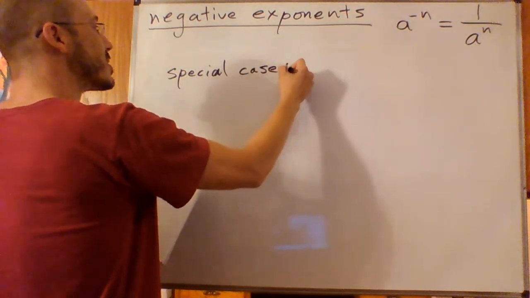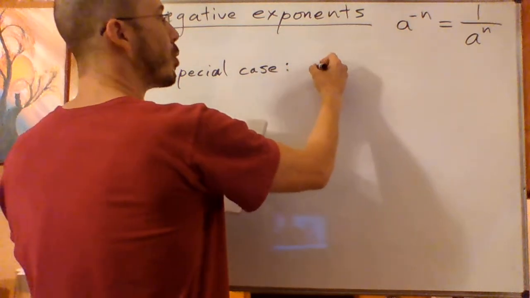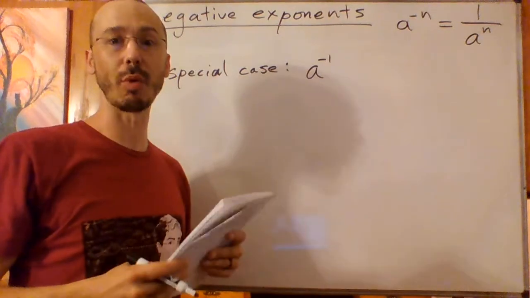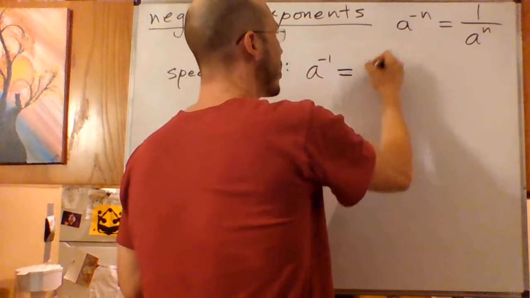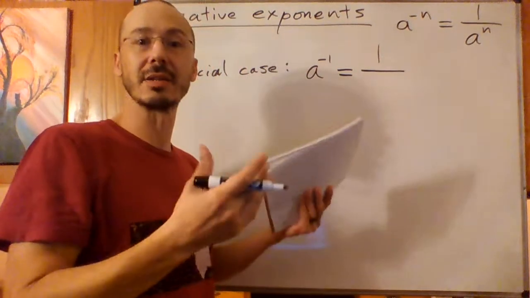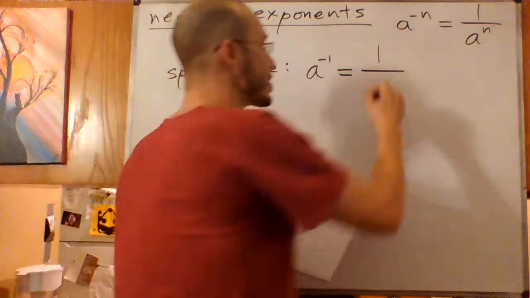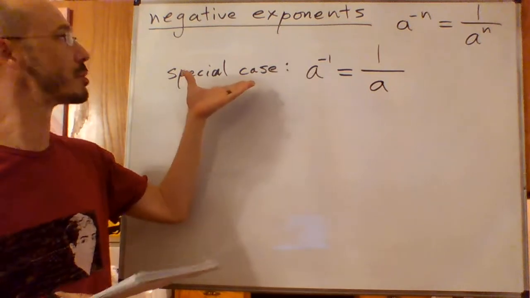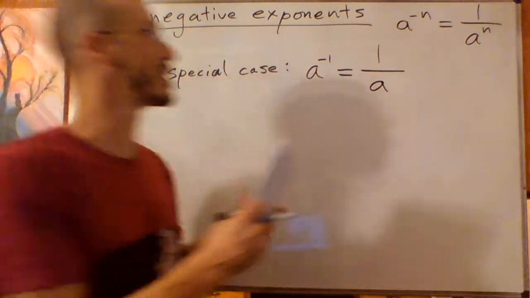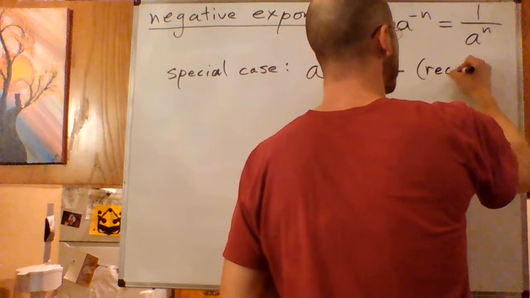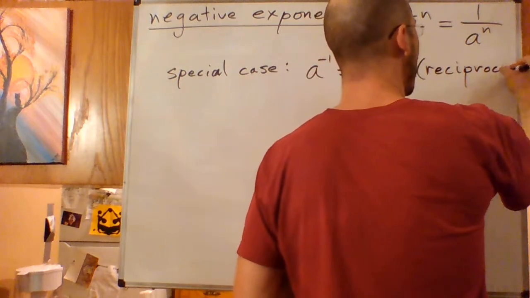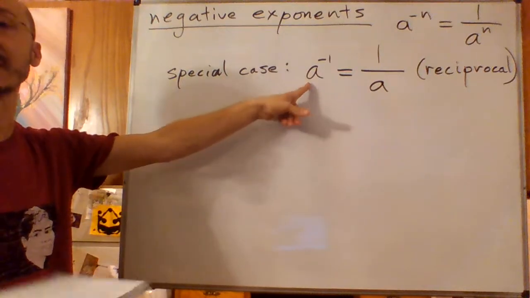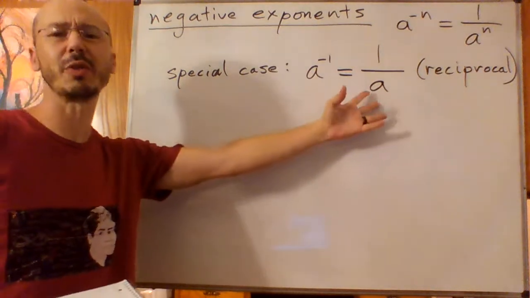And there's a special case here. Very important case. When that n is equal to 1. In other words, if I'm looking at a to the negative 1, that's 1 over a to the 1, 1 over a to the first. In other words, just 1 over a. And that's a really important special case of negative exponents. That's what we've seen before. It's the reciprocal. The reciprocal of a is a to the negative 1, or 1 over a, same thing.